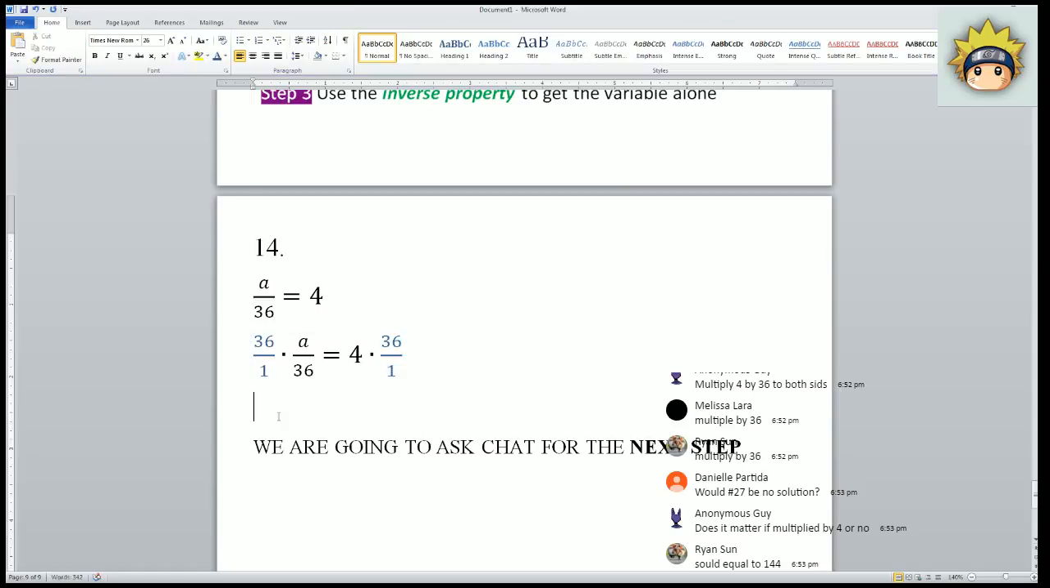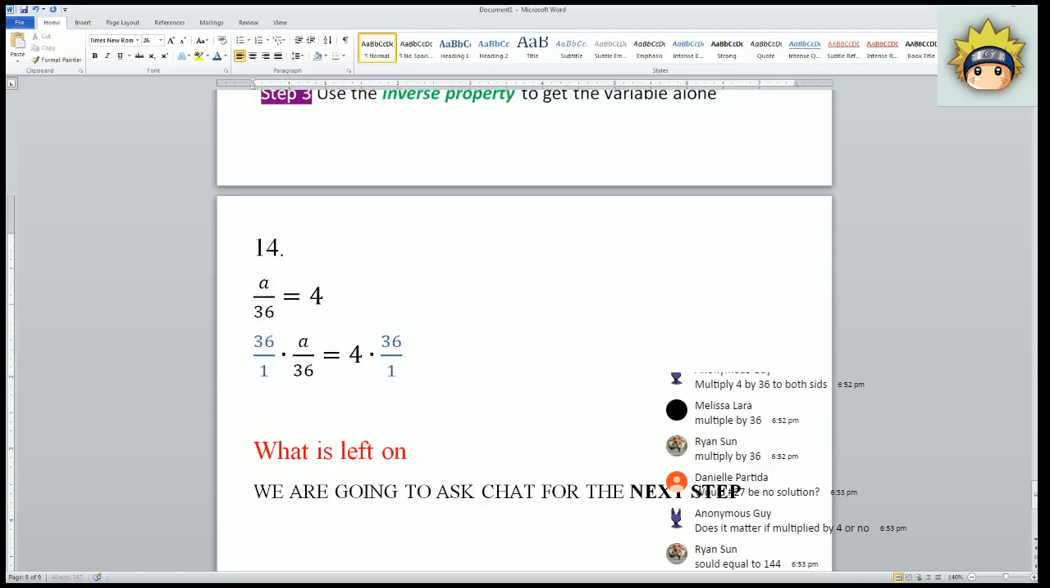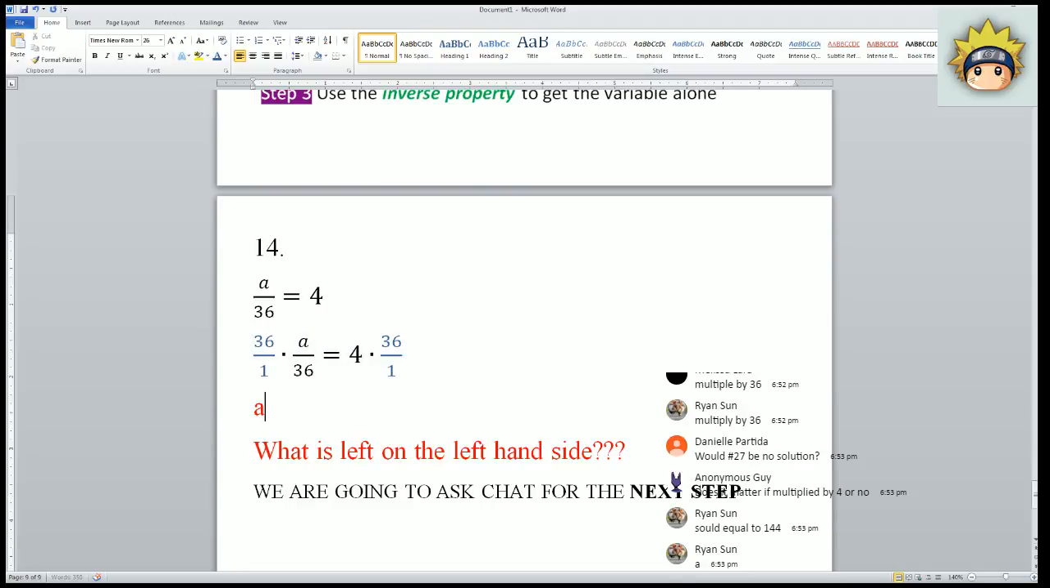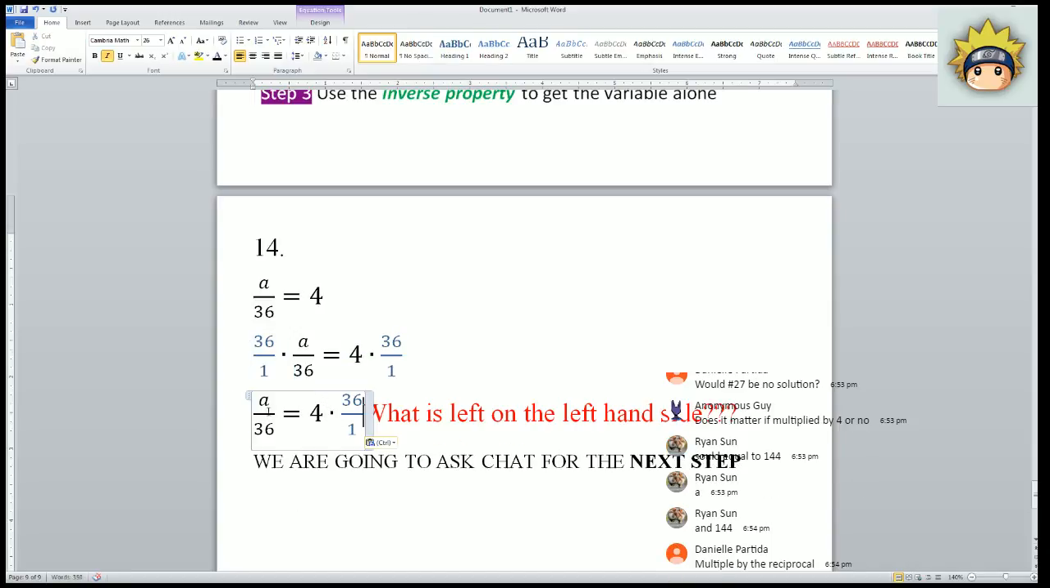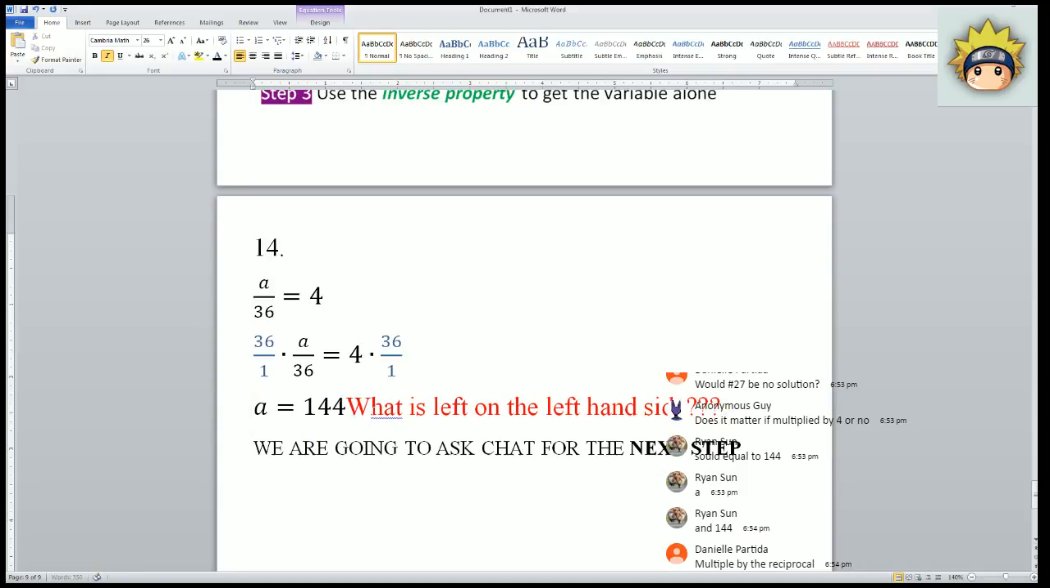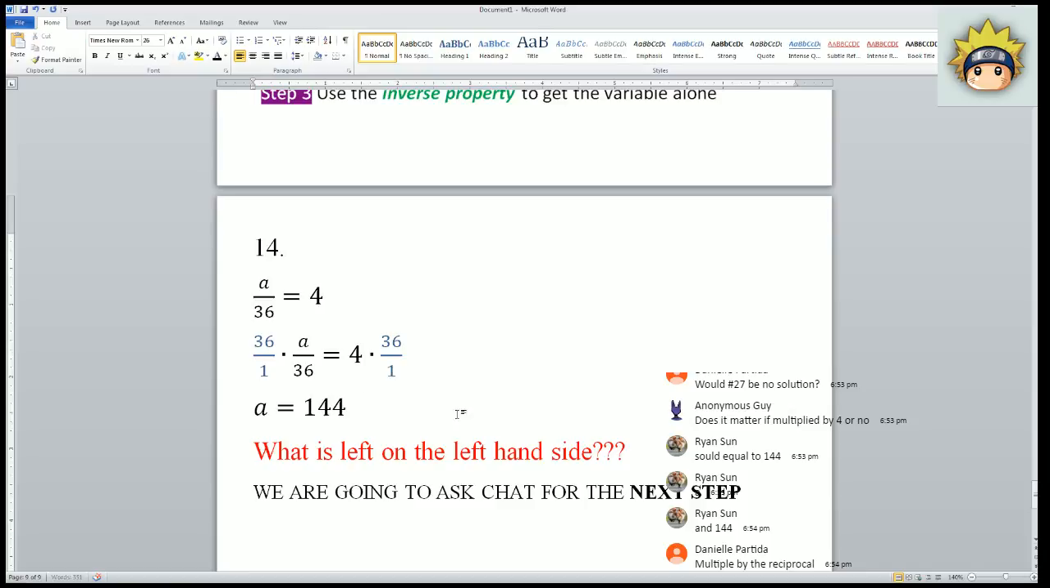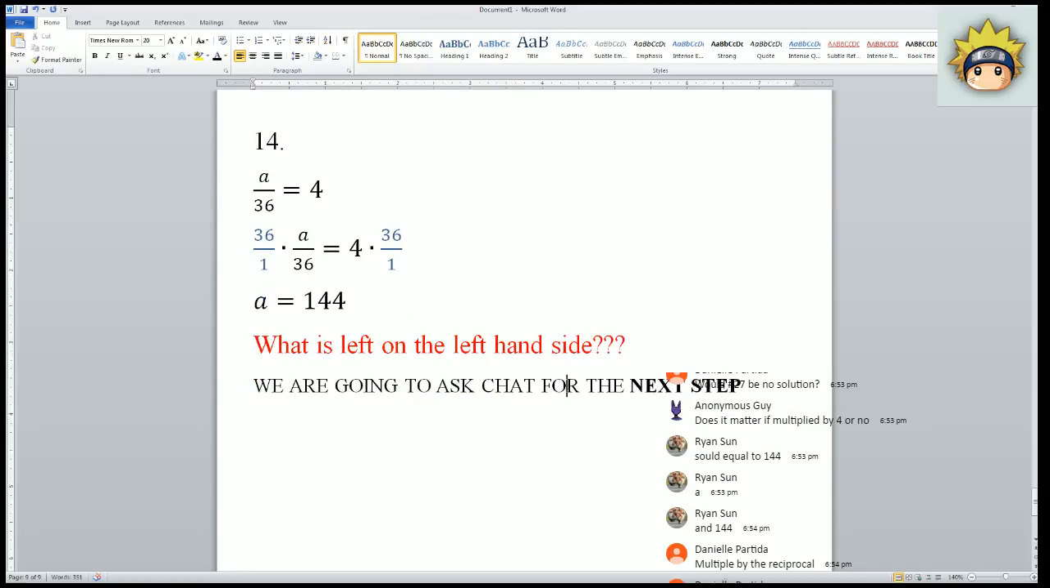Alright, so what do you get on the left hand side, chat? What is left on the left hand side? Come on. It is A. Thank you. Good. And what is on my right hand side? 4 times 36 is 144. It should look like this: A equals 144. Do you see that? Okay, so we got the answer here.